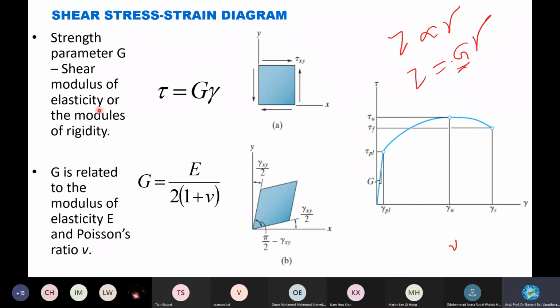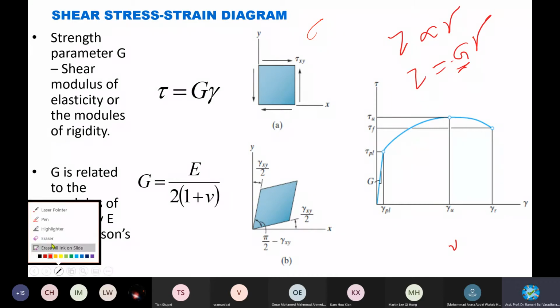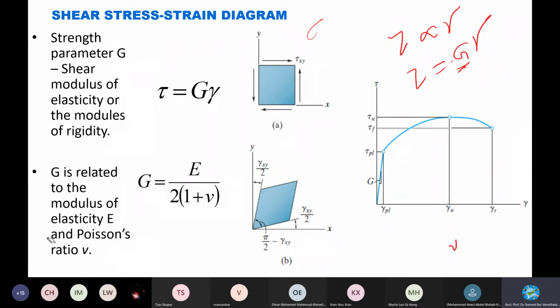Shear modulus of elasticity or modulus of rigidity. We can define it in the same way. Shear stress is denoted by tau. Tau represents the shear stress. Remember those notations, please. We denote the normal stress by sigma and the shear stress by tau, okay?